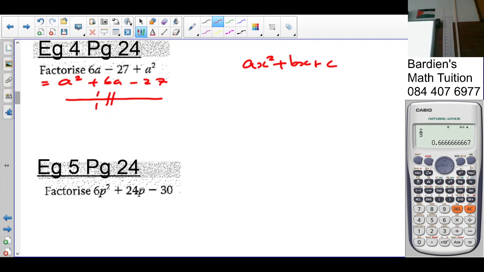So what are the factors here? 1 and 1. What are the factors of 27, Michael? 1 and 27, yes? 3 and 9. So what's the next step I told you? So are we adding or subtracting here? Subtracting, yes. So 1 times 27 is 27. 1 times 1 is 1. 27 minus 1 is 26. Is that what I want? Now what am I looking for? The middle term. We're looking for 6.